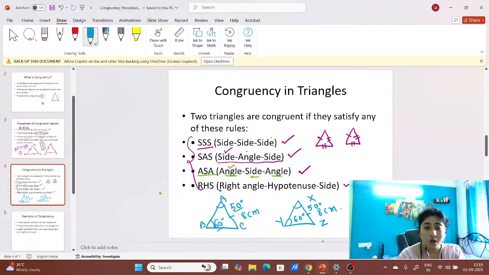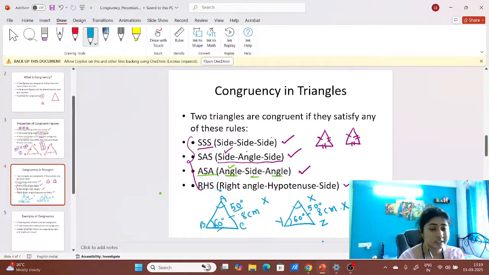Because is this side included between these two angles? I don't think so. This side AC, is it included between angle A and B? It is not, right? And is this side XZ included between angle X and angle Y? It is also not, right? So that's why it cannot satisfy this angle side angle criteria. The side should be included between these two angles. So then which sides do you think should be the same?